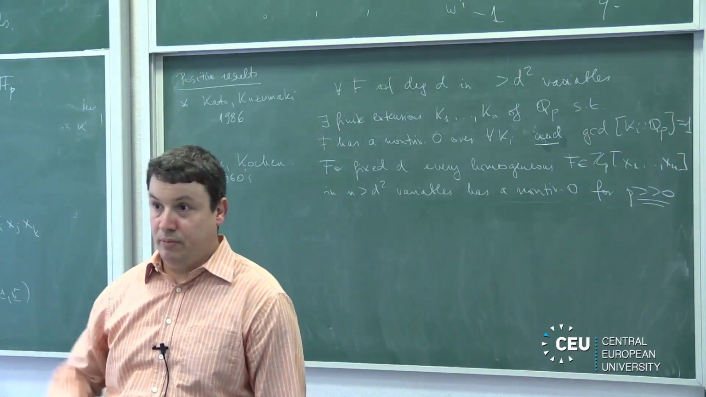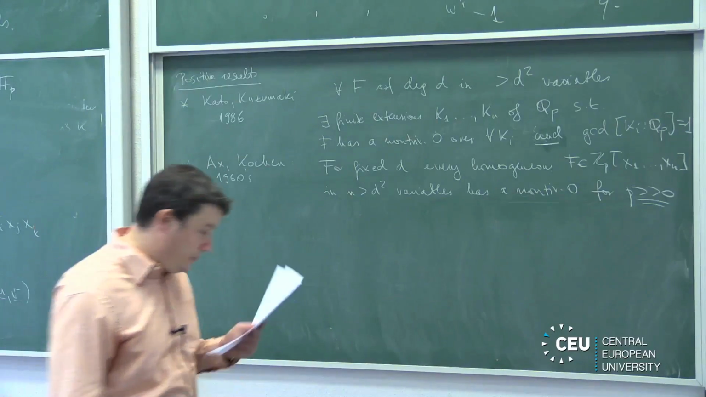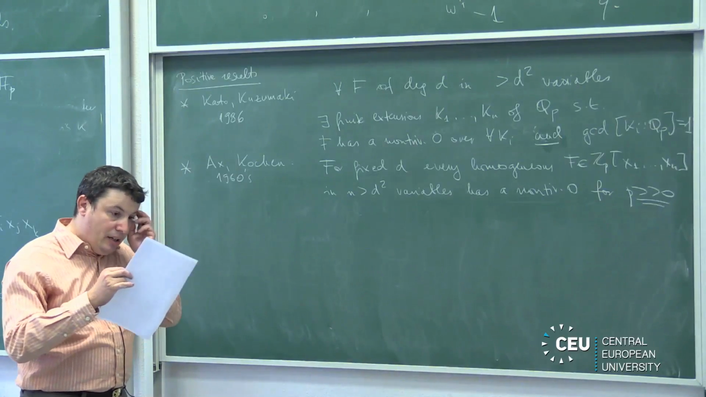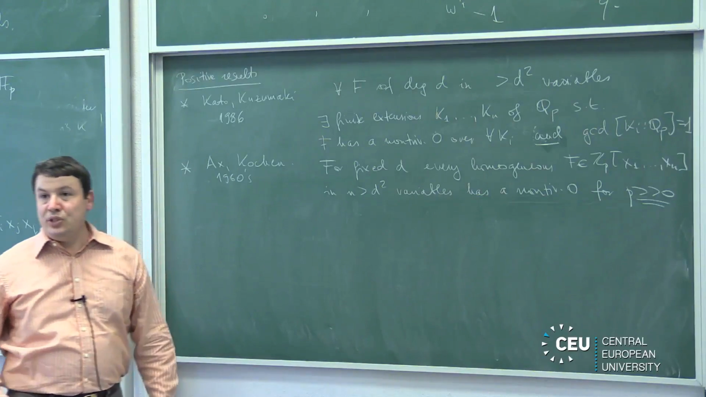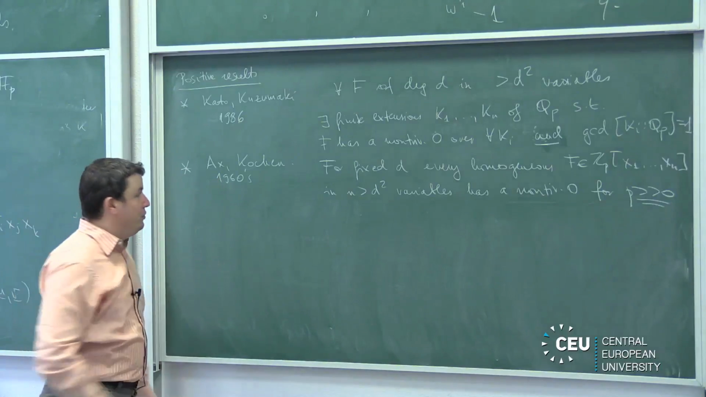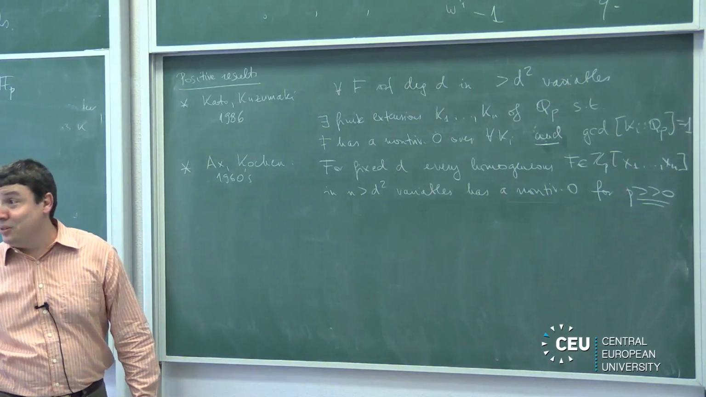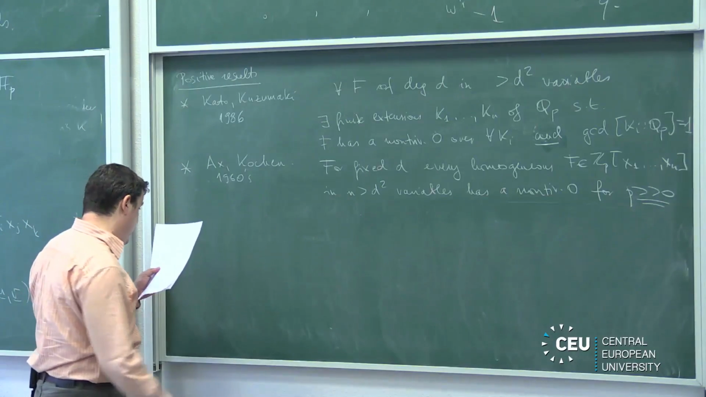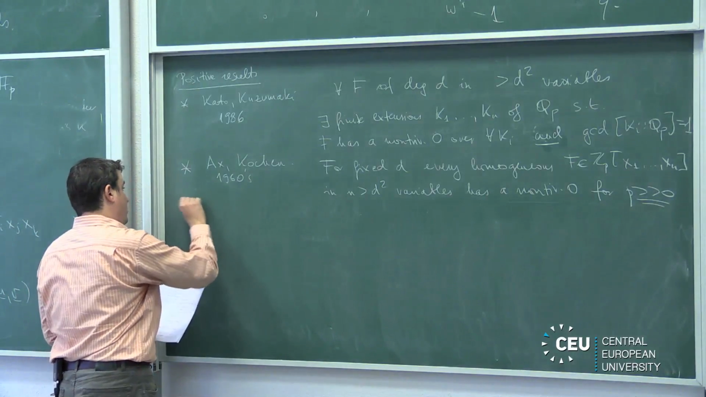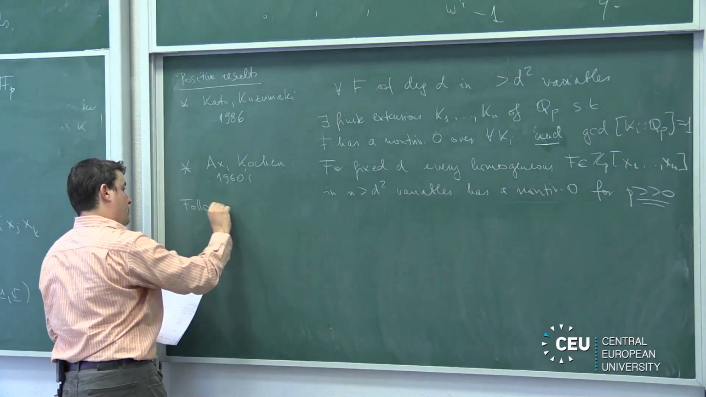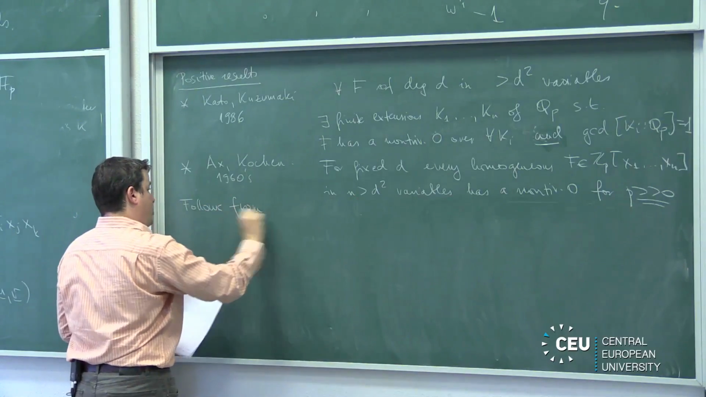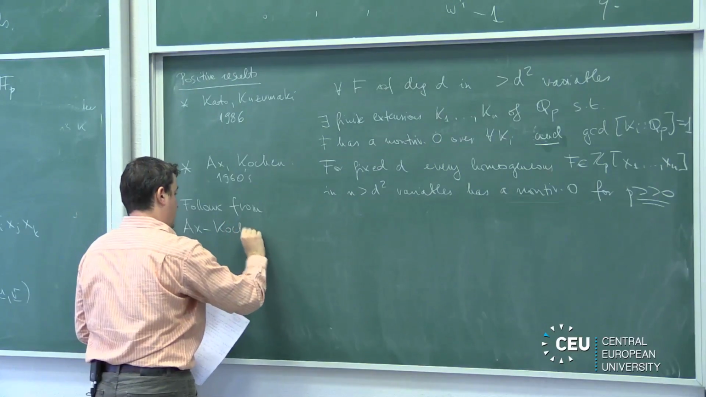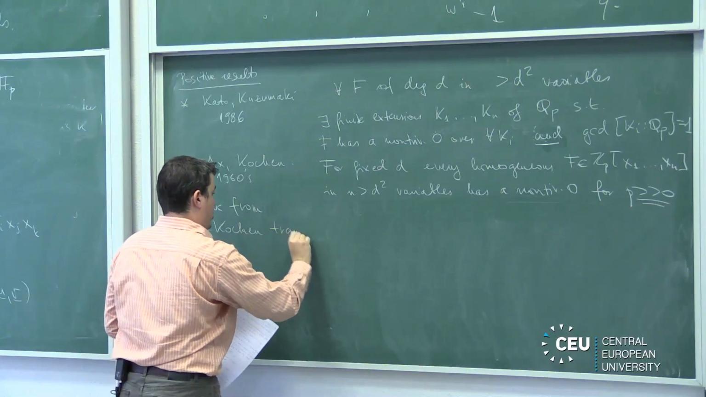And so the point is that the original proof of this theorem was based on mathematical logic. And this is what I want to explain briefly. So it follows from what is called the Ax-Kochen transfer principle.